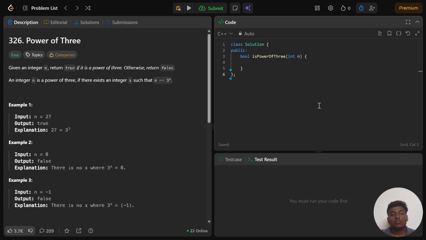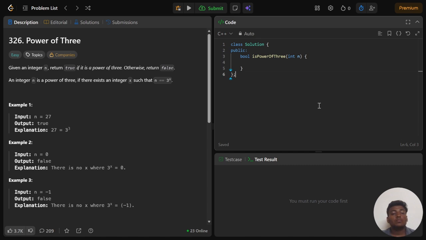Today we are going to solve LeetCode question number 326, Power of Three. We will discuss the problem understanding, approach, algorithm, and finally the code, and at last we will dry run the question. First of all, let's start with the problem understanding.